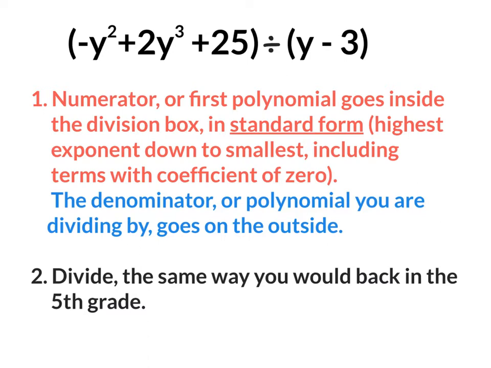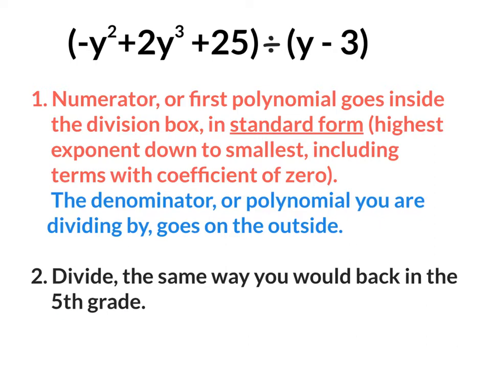That means that you want your highest exponent term first, the 2y to the third, and then the negative y squared, and then you see how there's no y? You'd have to represent the y as a 0y. Again, once again, you want highest exponent first. That's a power of 3, power of 2. Where's y to the power of 1? It's not there, so you're going to have to plug it in as 0y, and then the constant at the very end, the 25 at the very end. And of course, the denominator, or the polynomial you're dividing by, this guy goes on the outside of the division box. And then after that, you just divide the same way you would back in the 5th grade.